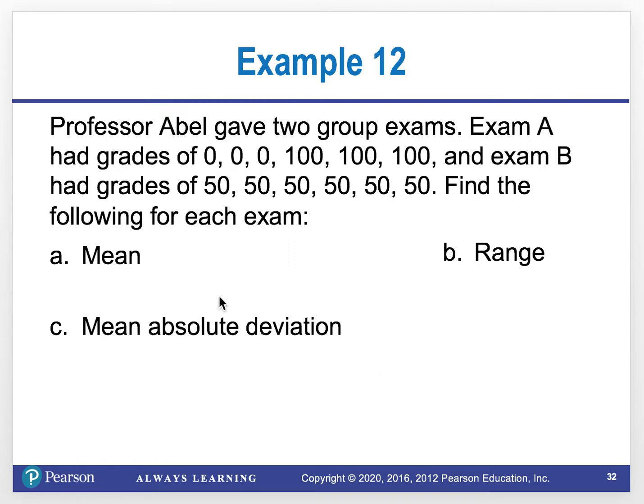Okay, here we go. Professor Abel gave 2 group exams. Exam A had these grades, and exam B had these grades. Find the following for each exam. Okay, the mean.